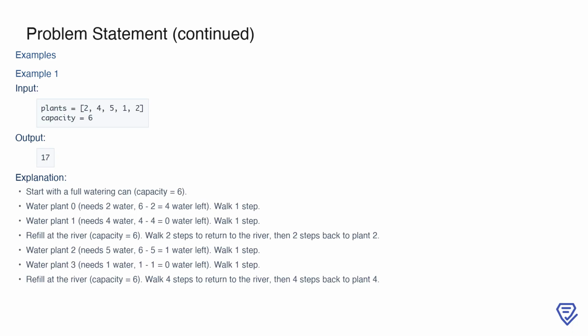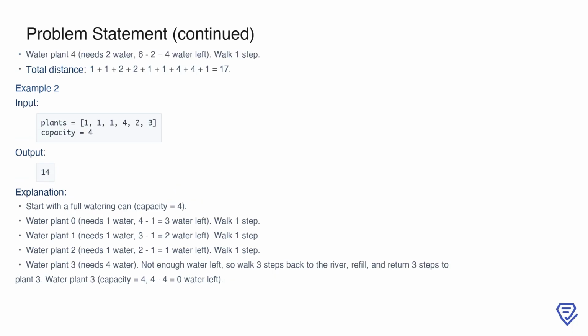At this point, your watering can is empty, so you need to return to the river to refill. This requires walking 2 steps back to the river and 2 steps to return to plant 2. You water plant 2, which needs 5 units, leaving just 1 unit in the can. After this, you move to plant 3 and use the remaining water to fully satisfy its need of 1 unit.